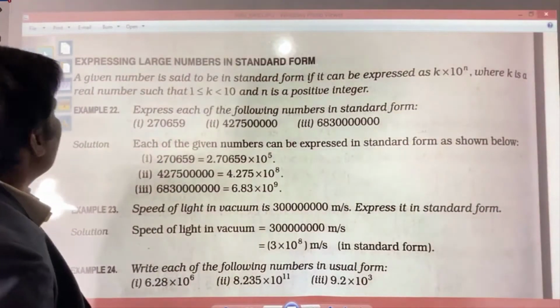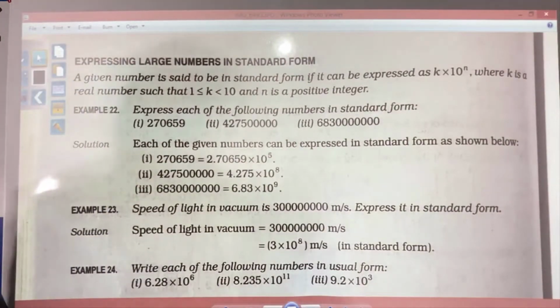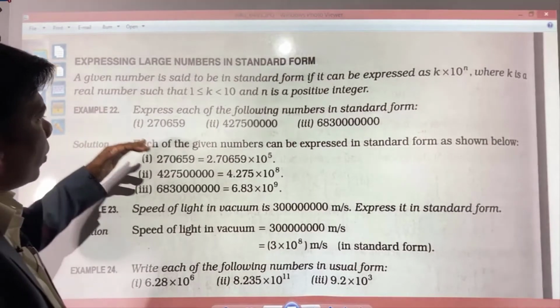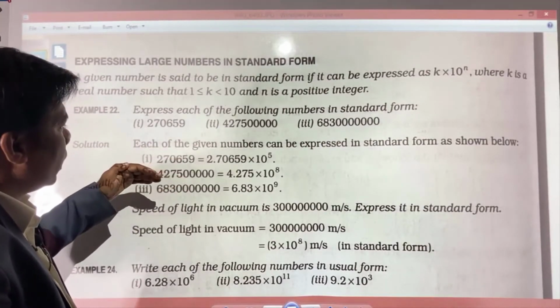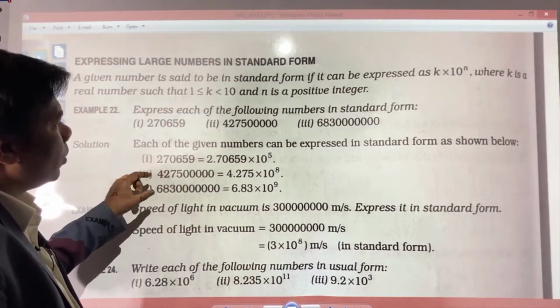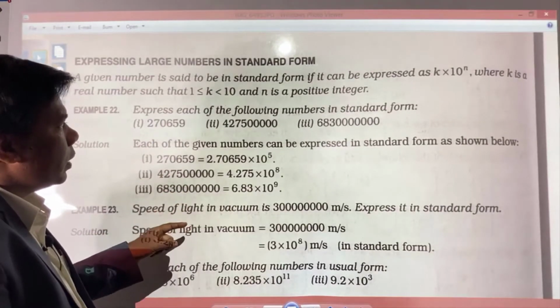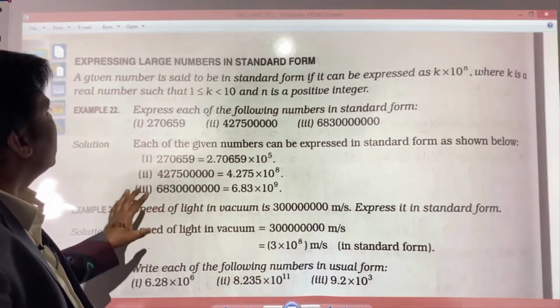Here you have expressing large numbers in standard form, and this is very important. Not only for solving questions, even for everyday use it is used. If a number is required to be represented in a scientific way, it is represented in this way, and even for the exam this is important.